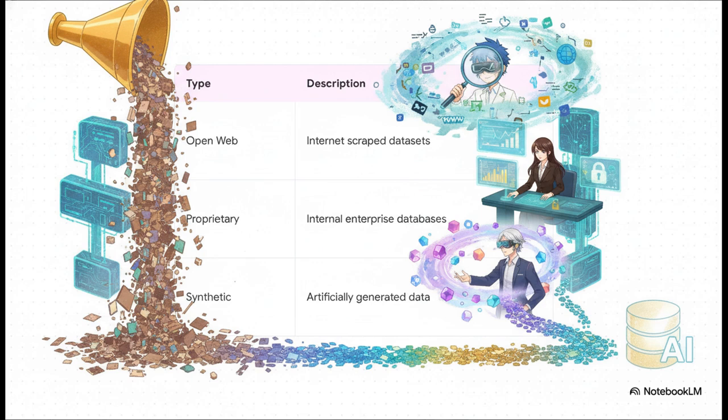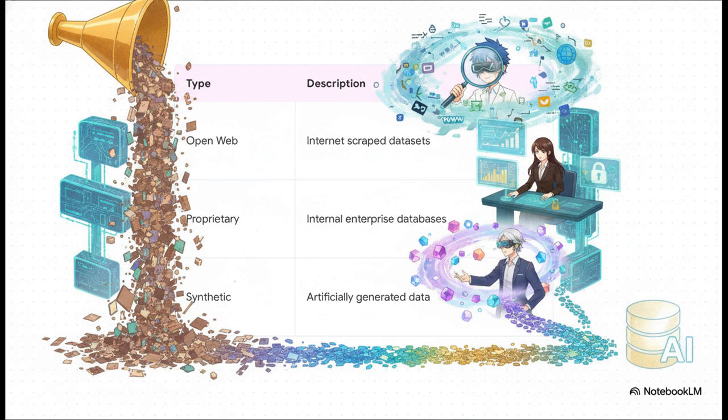So to train these massive models, the data basically comes from 3 primary sources. First, you have open web data, which is just massive data scraped straight from the internet. Think text, images, the works. Then you've got proprietary data. This is the private stuff like internal enterprise databases, your purchase history, or website click streams. And lately, we're seeing a huge rise in synthetic data. This is artificially generated data used to train and validate models securely when real data is scarce.